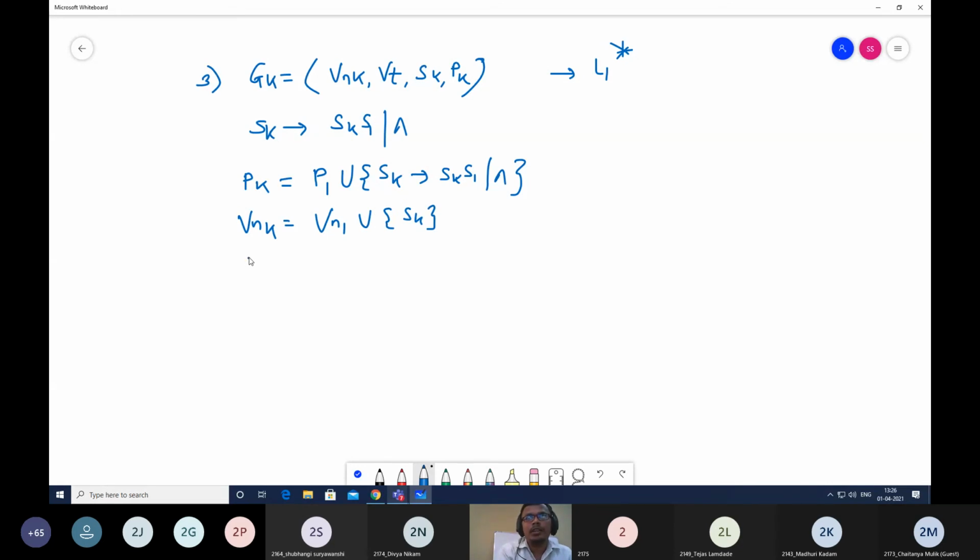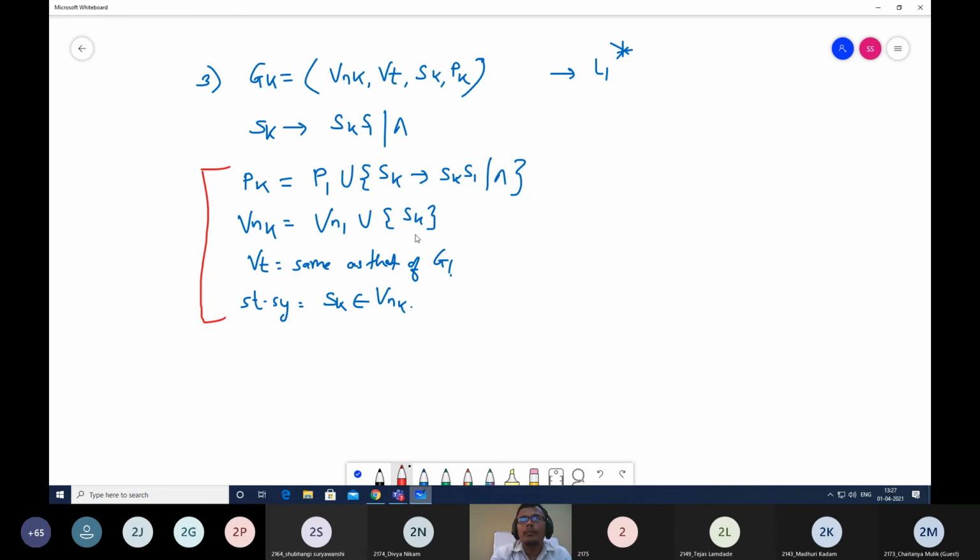Correct? What is VT? Same as that of the G1 grammar. What is the starting symbol? It is SK, which belongs to VNK. Is the third construction understood? This is our 4 tuple. Yes, sir. You can take down this much.